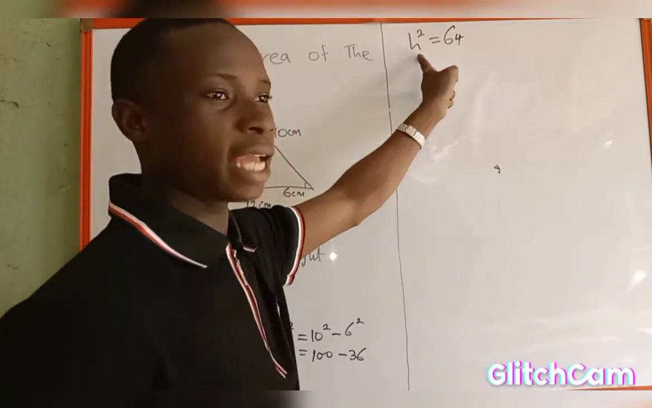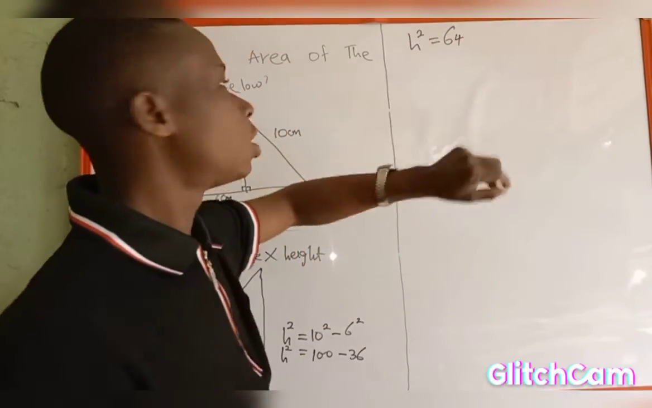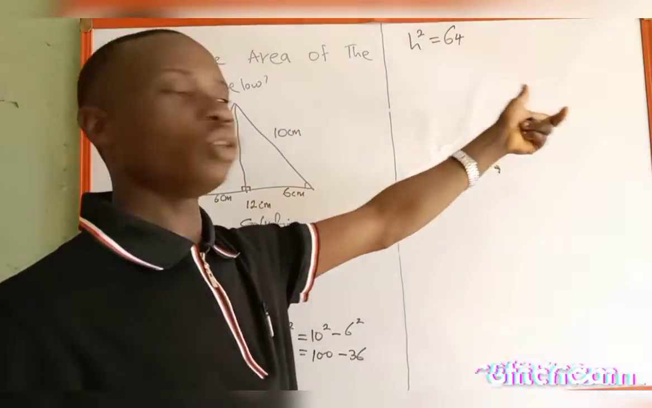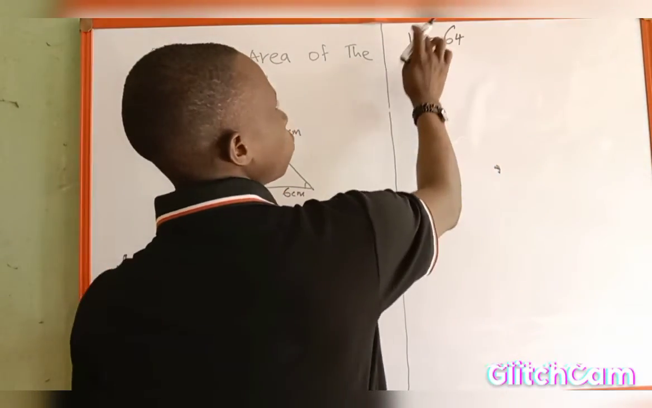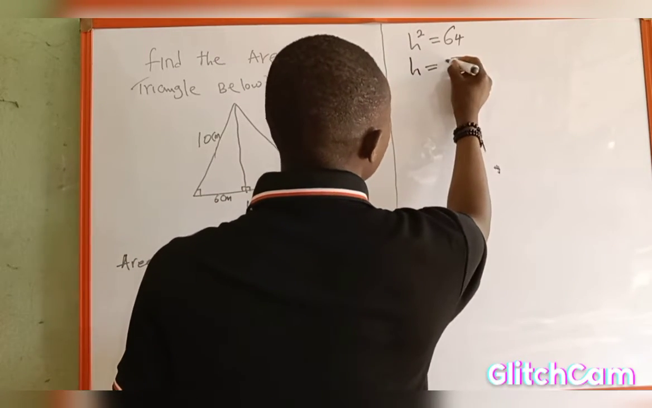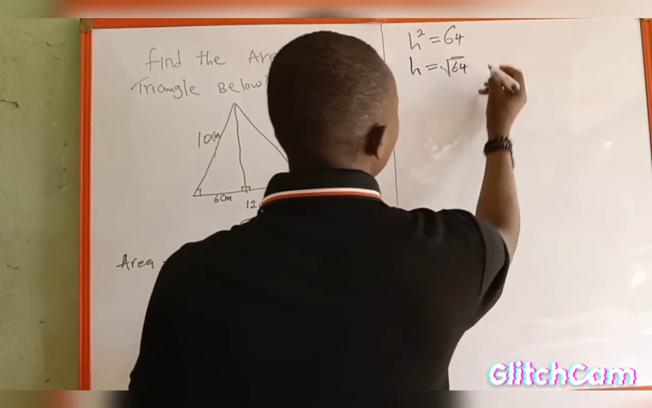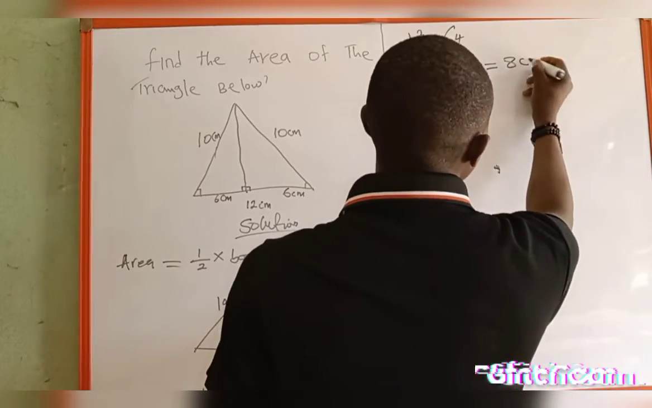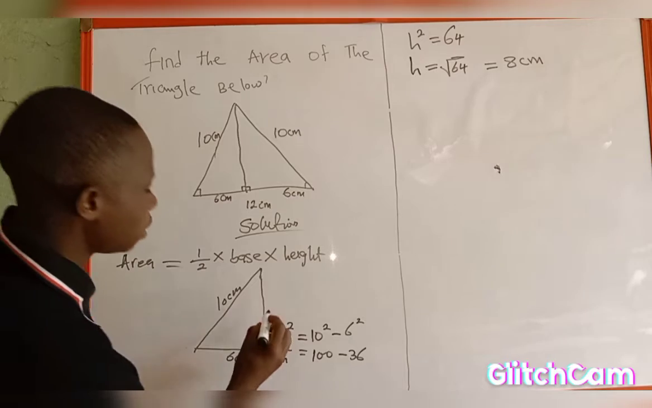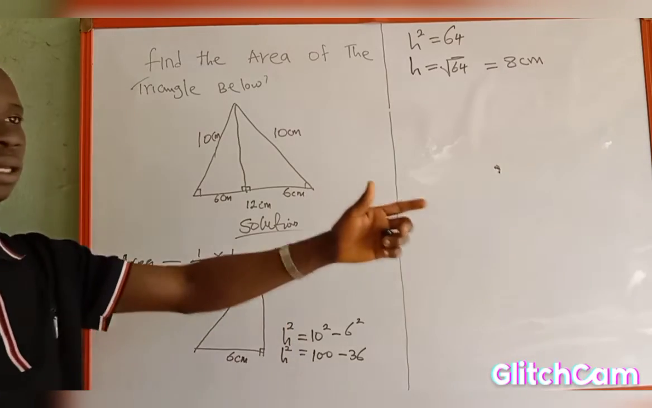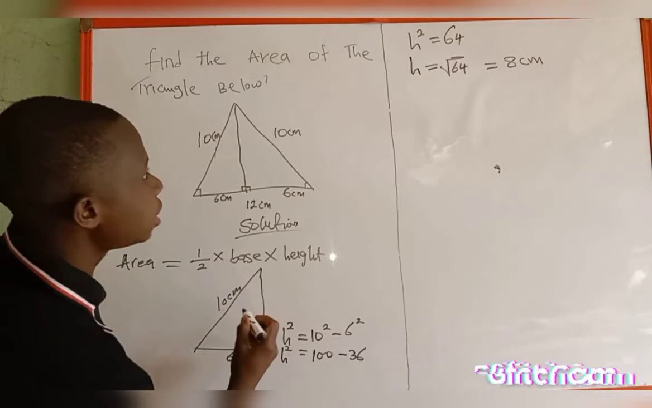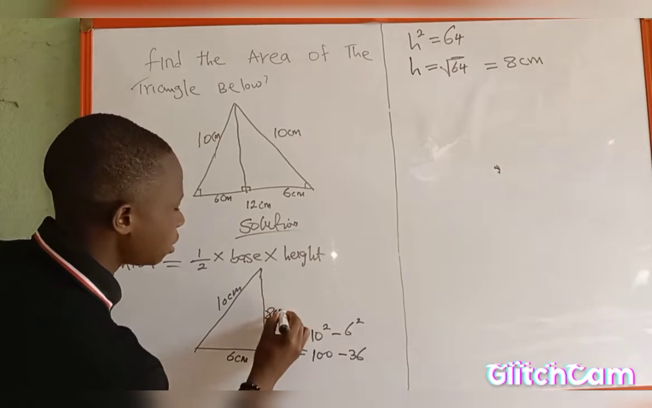And remember, this height is squared. So before we can get the height of this triangle, we have to take the square root of both sides. If you take the square root, you cancel the square to remain with the height equal to the square root of 64, which is equal to 8 centimeter. So the square root of 64 is 8 centimeter. Therefore, the height of this right angle triangle is 8 centimeter.